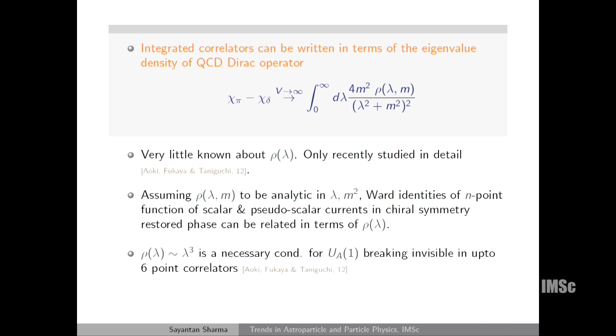By studying all of these correlation Ward identities, people have found that if these assumptions are valid, then if one sees that the eigenvalue density goes as a power of lambda cubed, this is a necessary condition for the breaking of U1 to be invisible in correlation functions of the scalar and isoscalar up to 6-point correlation functions. Now the question we want to ask is: is this eigenvalue spectrum always a polynomial in lambda, which goes into all of these analytic calculations? Lambda is the eigenvalue of the QCD Dirac operator.